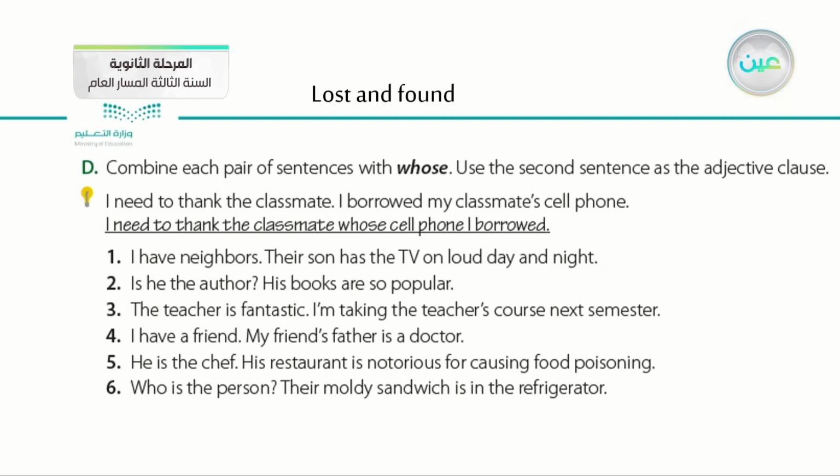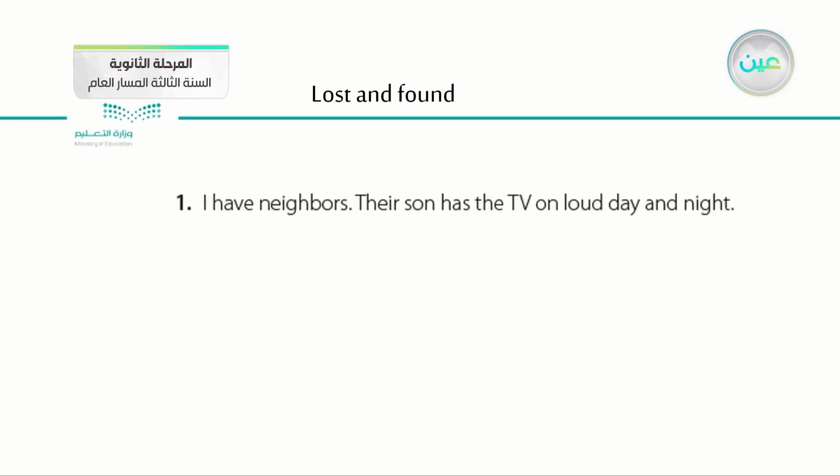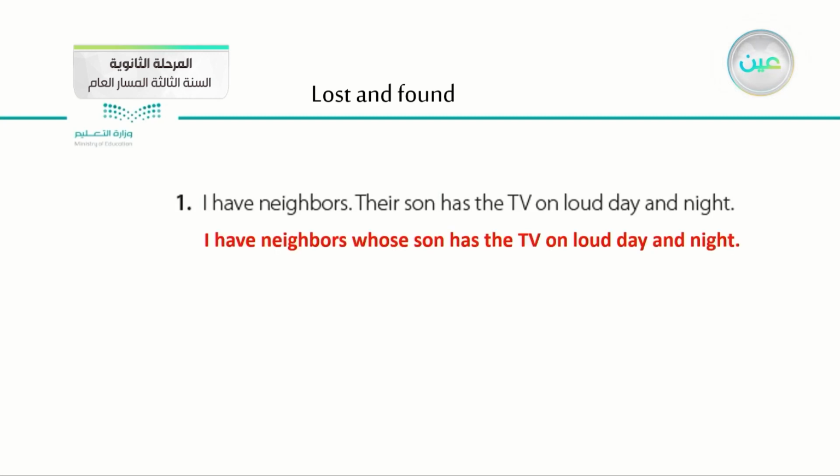Of course, here we have 1 to 6. We'll go over them together and we'll see what we can do, guys. Number 1: I have neighbors. Their son has the TV on loud day and night. What do you think we can change in this part? I have neighbors whose son has the TV on loud day and night. So here we can start from the word whose, and we can consider this as a subject. Then we have the rest of the sentence, which contains different parts, which are the verb and object.